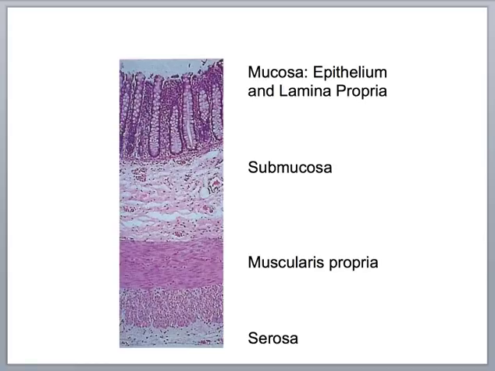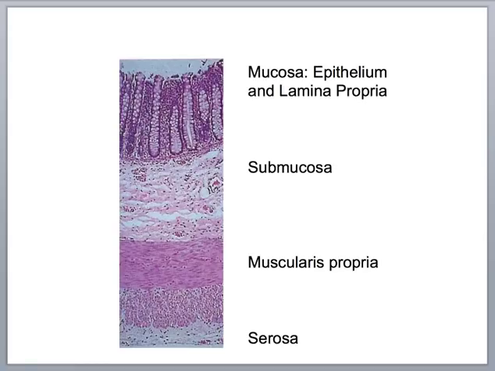The surface that is exposed to the lumen and external environment is called the mucosa. And this is composed of epithelium and lamina propria. Now the epithelium changes from organ to organ, and so we'll want to pay attention to that. But the same basic mucosal structure is the same throughout the GIT.